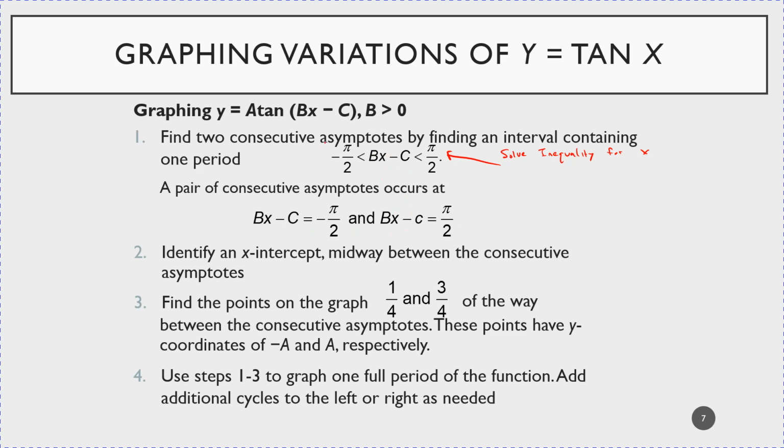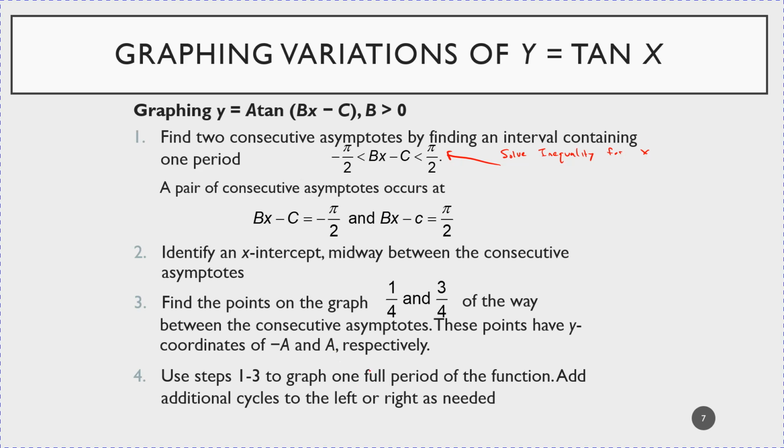After you do that, whatever values you have here and here, those are going to be your new asymptotes. And then after you do that, you're going to identify the x-intercept midway between the consecutive asymptotes. For the problems I do, that'll be pretty straightforward to identify. Then you're going to find the points on the graph 1/4 and 3/4 of the way between the consecutive asymptotes. These points have y coordinates of -a and a, respectively.